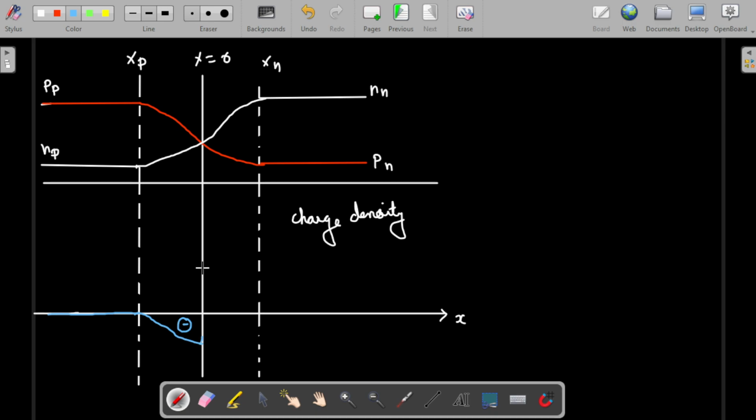In the opposite end, only the donor atoms will be present here, and no electrons will be with them. So here it is positively represented. In this charge density diagram below, we are representing only the charge in the depletion region, the charge carriers which are lost, not the entire charge carrier.